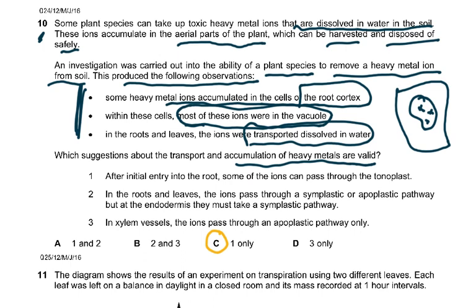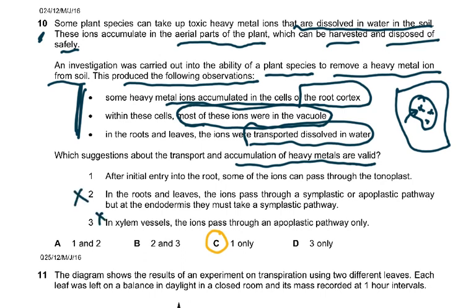After initial entry into the root, some of the ions can pass through the tonoplast because they were found inside the vacuole, so that means they can pass through the tonoplast. In the roots and leaves, ions pass through a symplast or an apoplastic pathway. But at the endodermis, they must take a symplastic pathway, but that's only for water. In xylem vessels, the ions pass through an apoplast pathway. Apoplast pathway is along the cell wall or through the cell wall. So that's why the answer was C, because this was wrong.